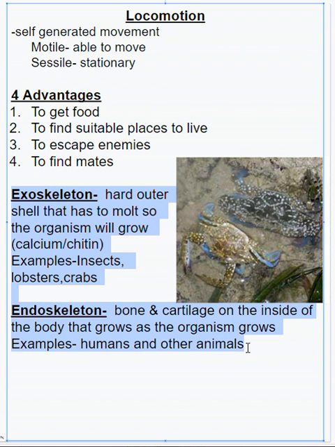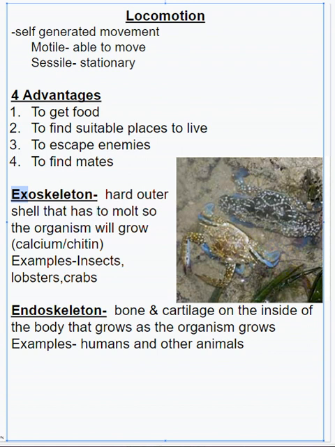There are two types of skeletons that typically exist in the animal kingdom. You're either going to have exoskeletons or endoskeletons. An easy way to remember this is using the first two letters of the term. Exo, like exit, meaning to be on the outside. All right, exoskeleton is a shell on the outside, or skeleton on the outside.